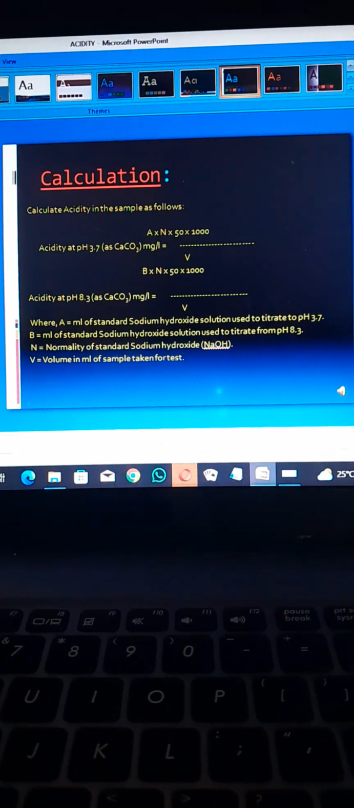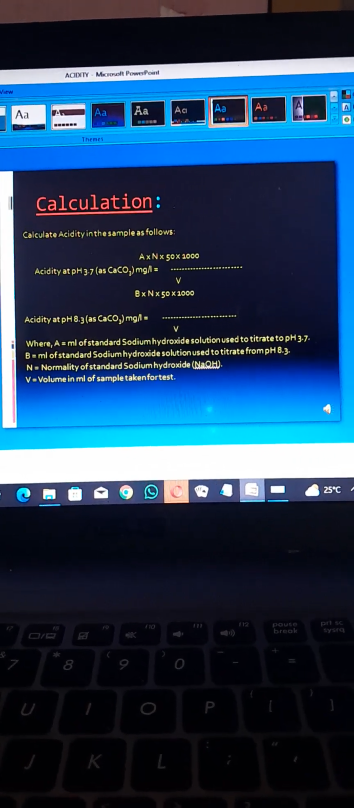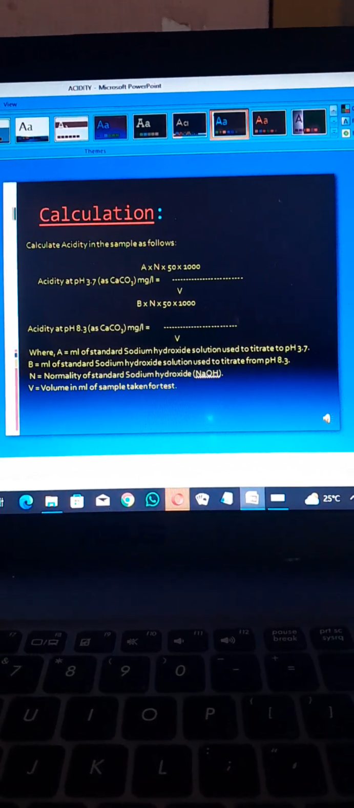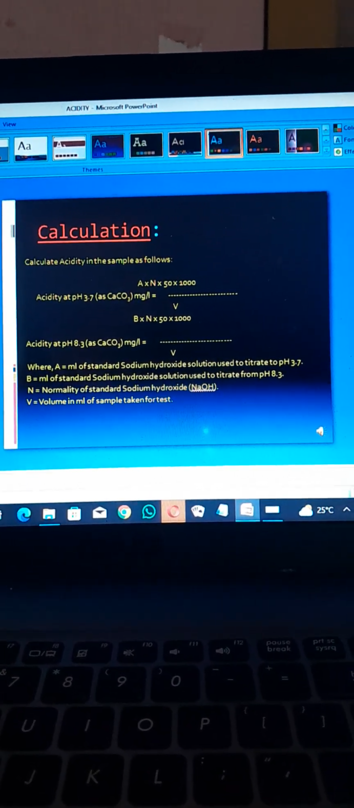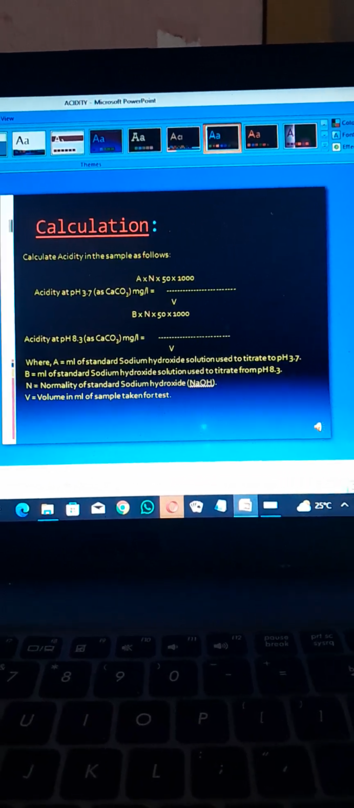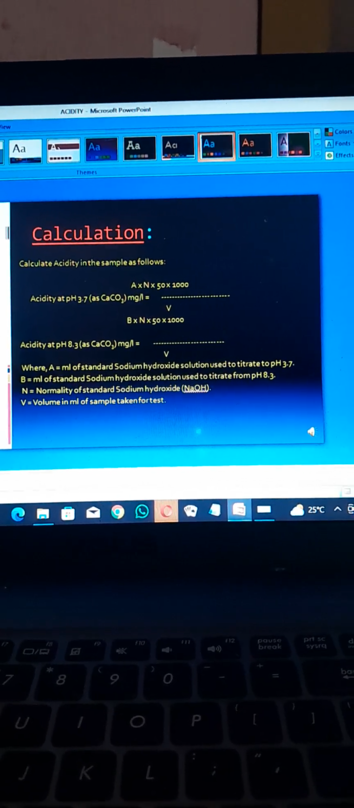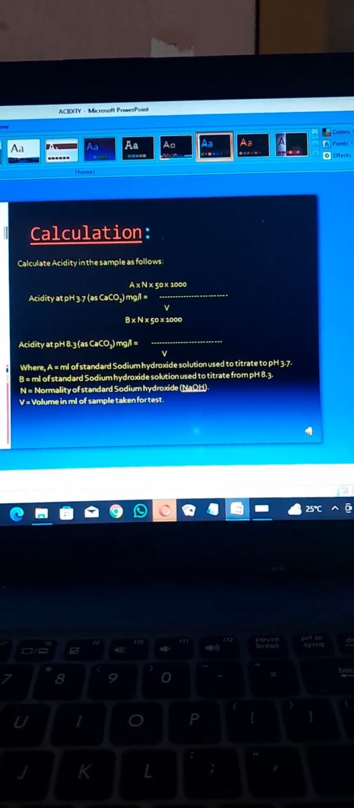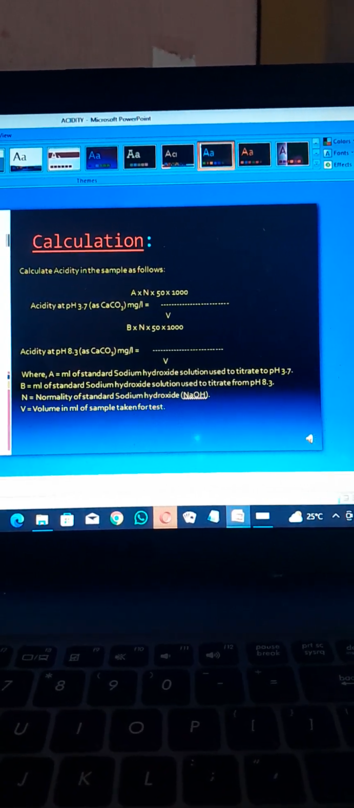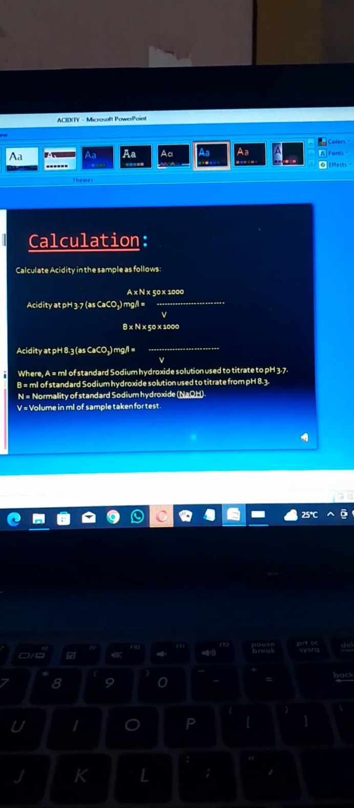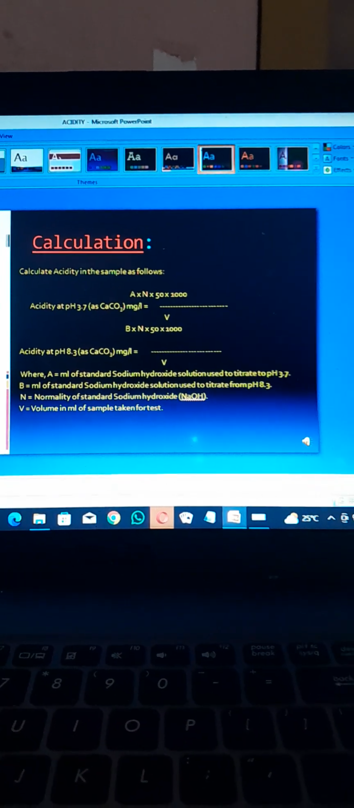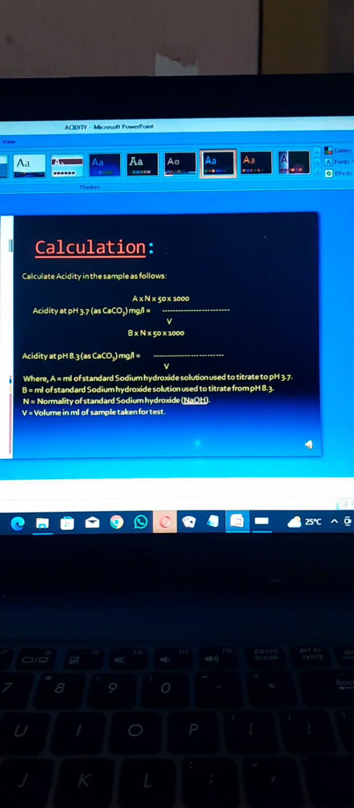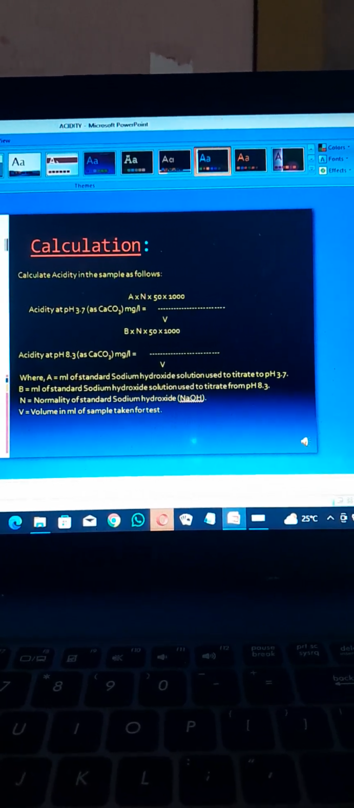Then come to its calculation. Acidity for methyl orange, you have to calculate A × N × 50 × 1000 / V, and for the phenolphthalein indicator, B × N × 50 × 1000 / V, where A is the ml of standard sodium hydroxide solution used to titrate to pH 3.7, B is the ml of standard sodium hydroxide solution used to titrate to pH 8.3, and N is the normality of standard sodium hydroxide, which we get from the standardization. V is the volume of sample taken.